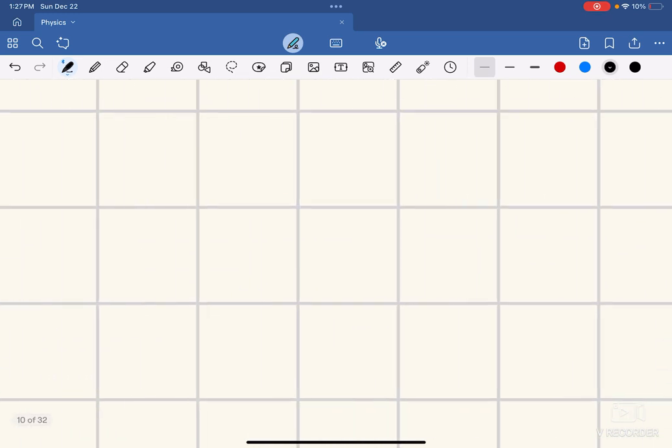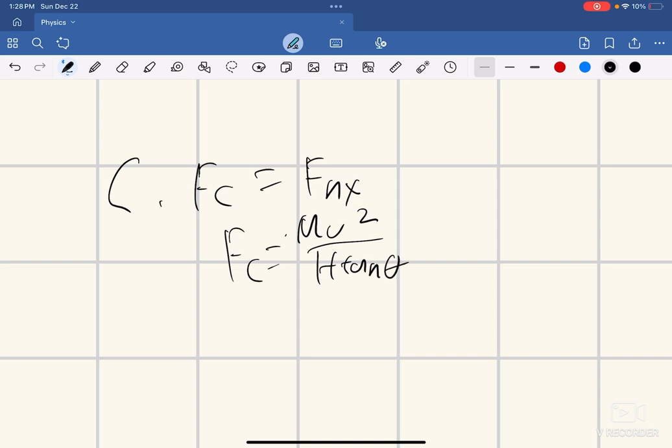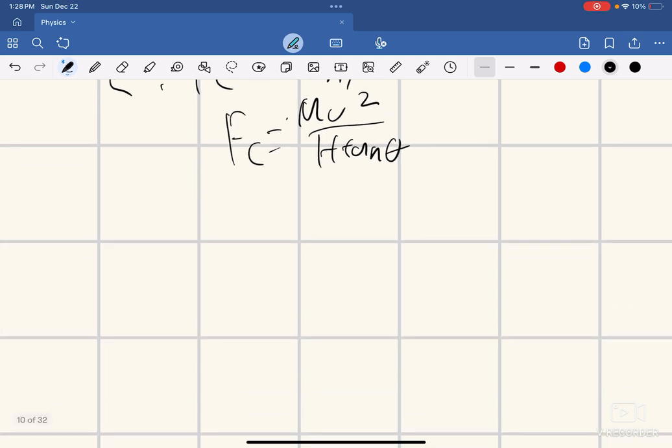Alright, for part C, we're asked to derive an expression for the centripetal force, Fc. Well, we already found Fc, right? Fc is just Fn of x, and Fc is just equal to mv squared over r. And we found that r was just h tan theta. So we're done. That's literally just what we needed to find. We already found it earlier, and we just bring it back here.